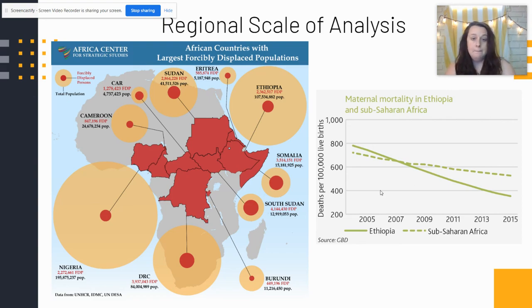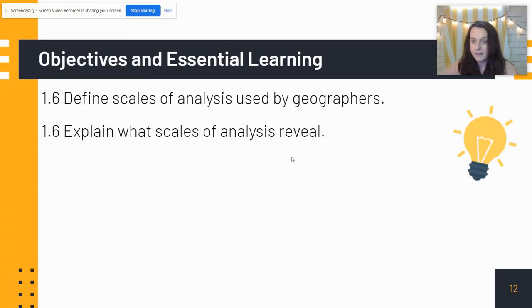So, tying all of this up, right? What do you need to know? You need to know that scales of analysis are used by geographers. So you have to be able to look at a map or a piece of data and identify that scale of analysis. And you also need to explain what scales of analysis reveal, which is that when I'm looking at different maps or different sets of data, by changing the scale, zooming in or zooming out, I am going to end up with different data.